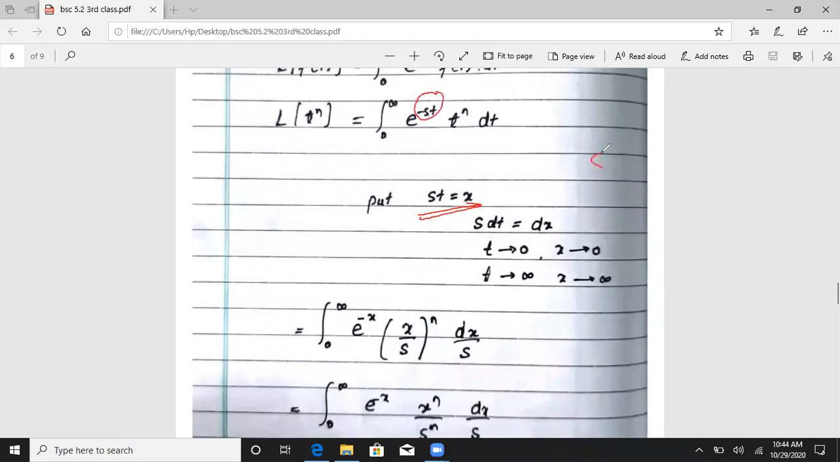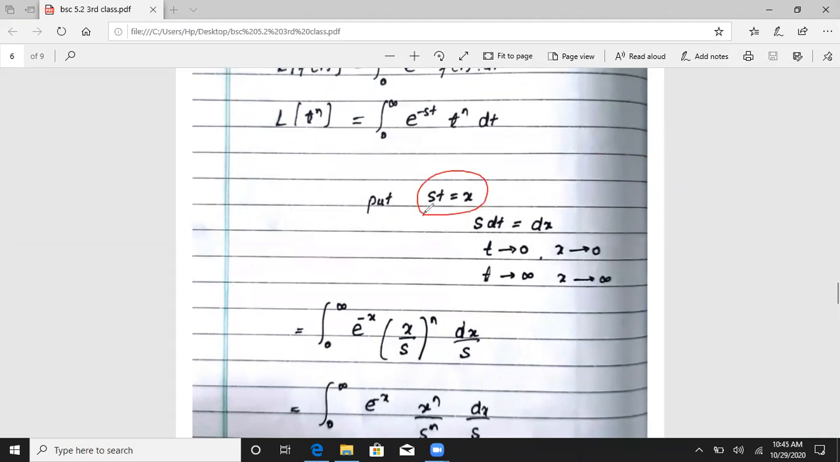Instead of writing st, I substitute the value: put st is equal to x. Instead of writing st, I write x, and here t tends to 0, that means x tends to 0. And t tends to infinity, so x also tends to infinity. This is our limit.